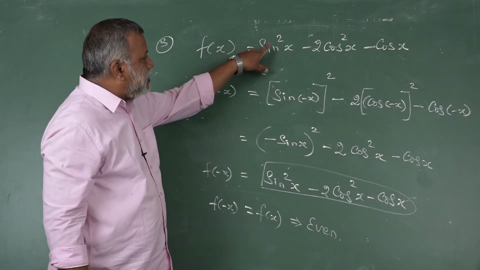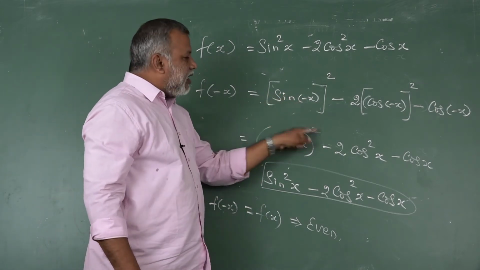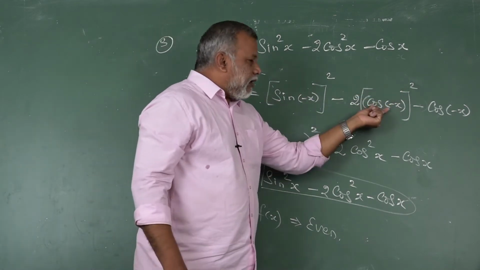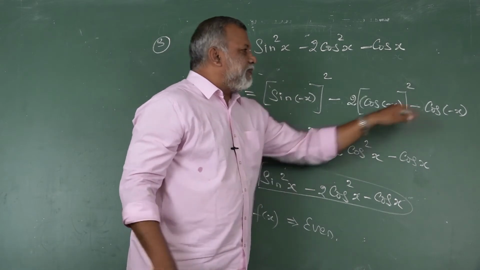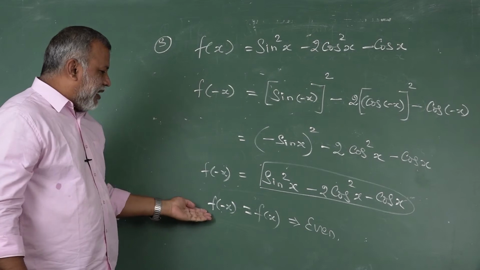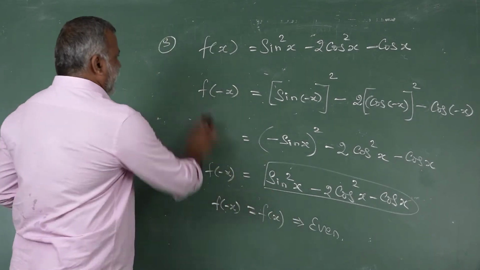So here, sin squared x: sin emits the negative, but because of the square it will become positive. Here already once again a square, but cos absorbs the negative, then 2 cos squared x. Here also cos absorbs the negative. So f of minus x equals f of x. We can say it is an even function.